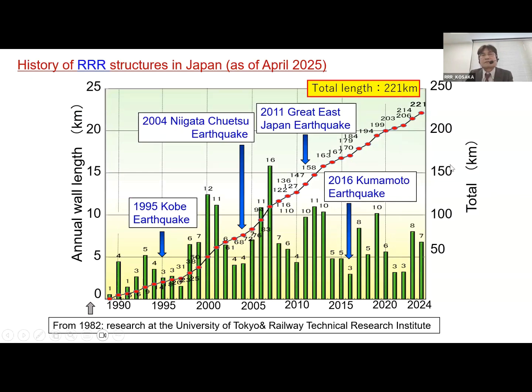This slide shows the history of 3R structures in Japan as of April 2025. The total length reaches 221 kilometers. Remarkably, despite experiencing not only unexpected major earthquakes, but also various types of intense seismic events of long and short period, the 3R structures have never suffered any damage. The 3R construction method has recently been adopted overseas as well.